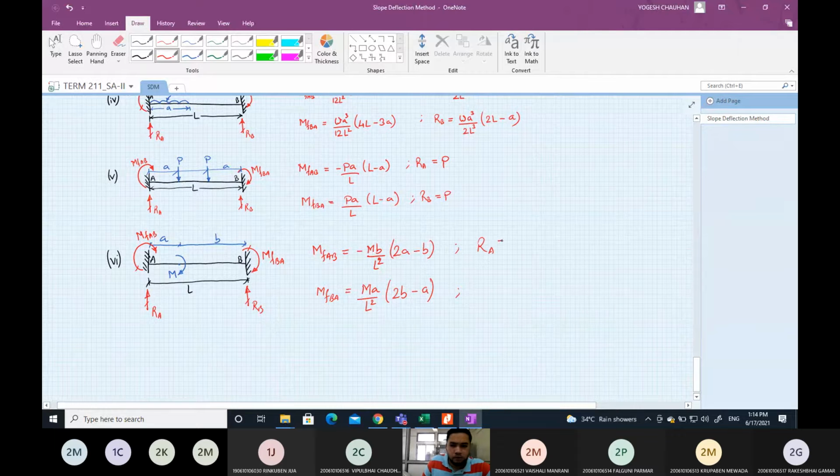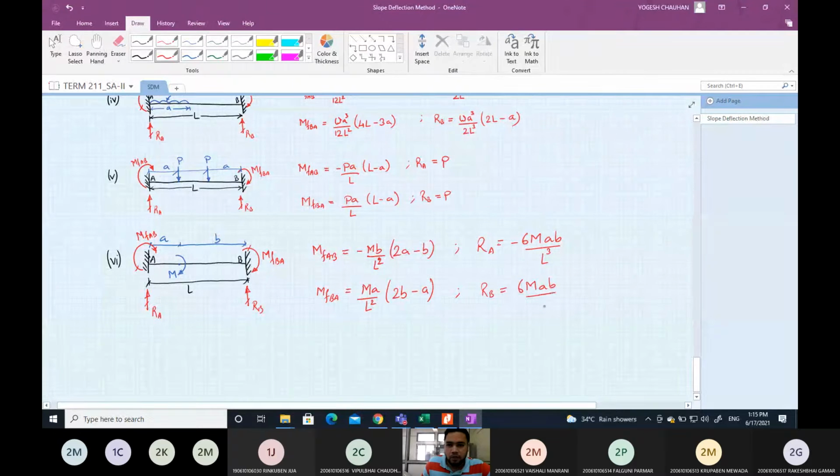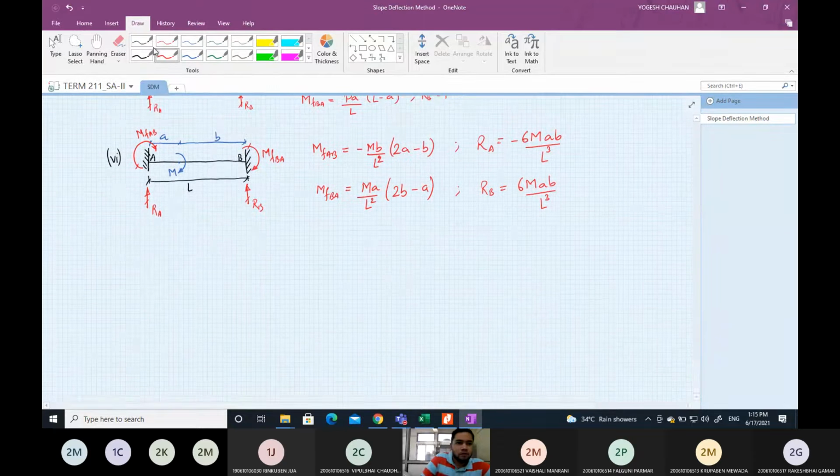where RA is equal to minus 6MAB by L cube, and RB is equal to 6MAB by L cube. Next is uniformly varying load.